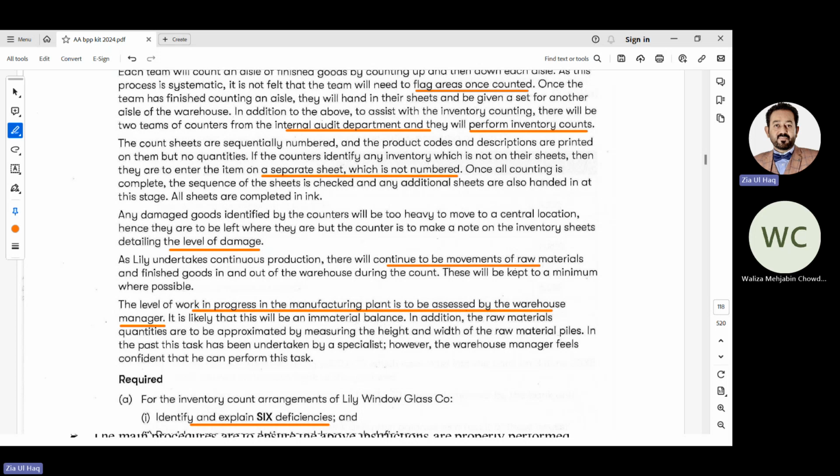In addition, the raw material quantities are to be approximated by measuring the height and width of raw material piles. In the past, this task has been undertaken by a specialist, meaning an expert. However, the warehouse manager feels confident that he can perform this task. No, he cannot. He could over or understate the inventory value through work in progress. So there should be an independent expert, as in the past, used to value the work in progress inventory.